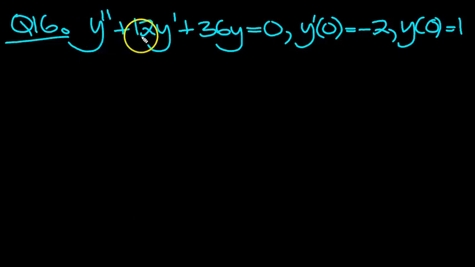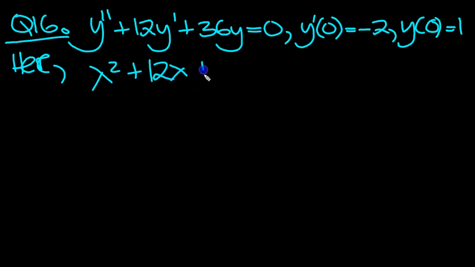y double dashed plus 12y dashed plus 36y equals 0, and we've got these initial conditions here. So write down the auxiliary equation then. Lambda squared plus 12 lambda plus 36 equals 0. Then we can factorize this, can't we?